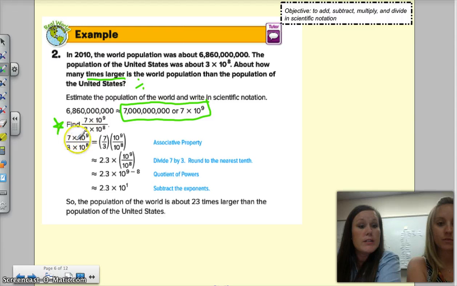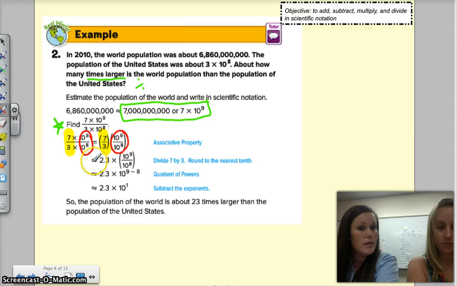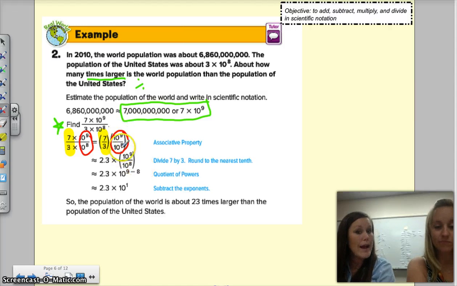So they've written 7 times 10 to the 9th divided by 3 times 10 to the 8th. You can see how they've taken this and put it right there, and they have their powers grouped right here. When we do this, you end up with 2.3 as your decimal, whatever you want to call it. And then we have 9 minus 8. We subtract because we divided, and this is our final answer.